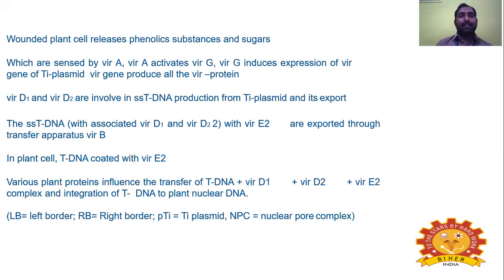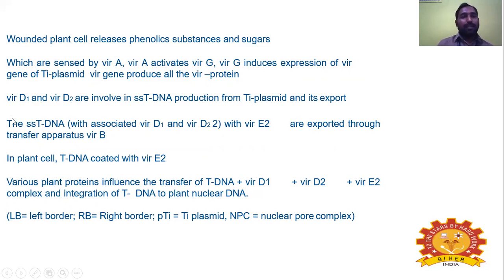From this, the wounded plant cell usually releases phenolic substances, and also sugar molecules, which are sensed by the VirA gene. This VirA gene activates VirG, and this VirG induces expression of the vir genes of the Ti plasmid, and the vir genes will produce all the Vir proteins. So this is a sequential process from VirA to VirG and VirG to the Ti plasmid, and this Ti plasmid will finally induce all the genes to produce their Vir proteins.